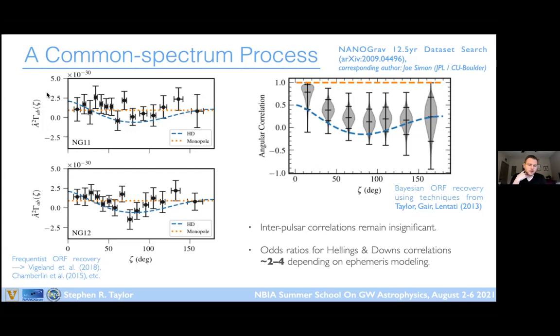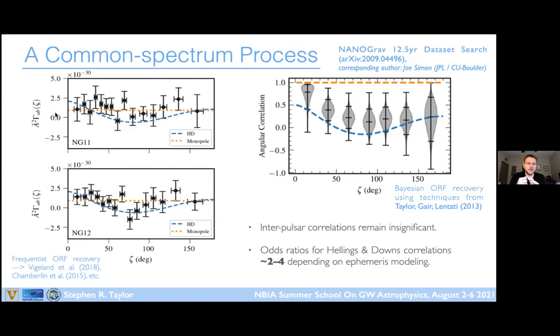You're seeing various reconstructions of the pairwise cross-correlations in the timing deviations between different pulsars. Along the x-axis here, you've got the angular separation between the pulsars. On the y-axis, you're seeing various measurements of the cross-correlation factor between the pairs of pulsars.